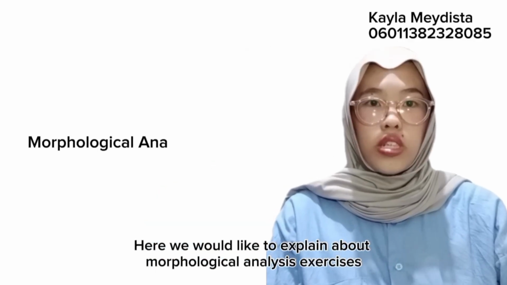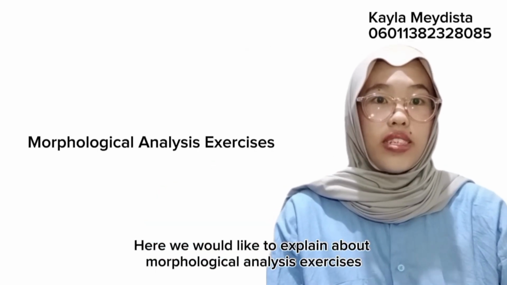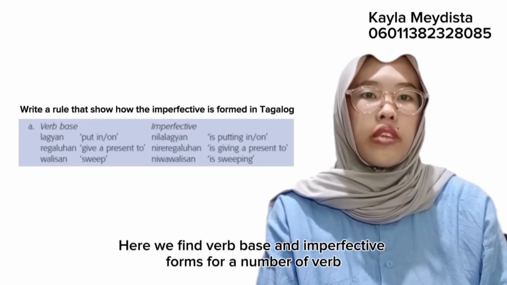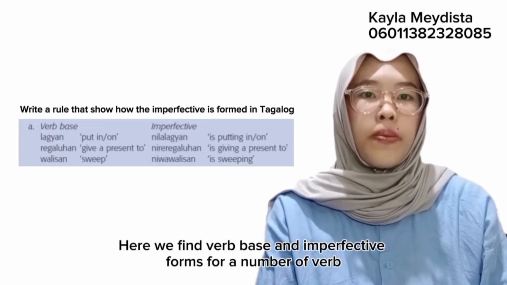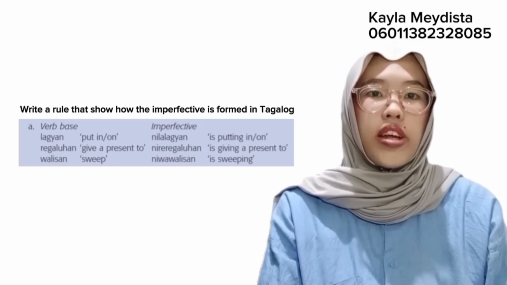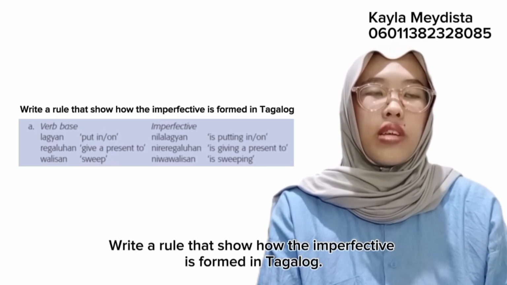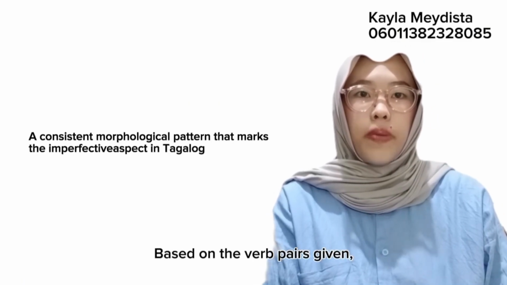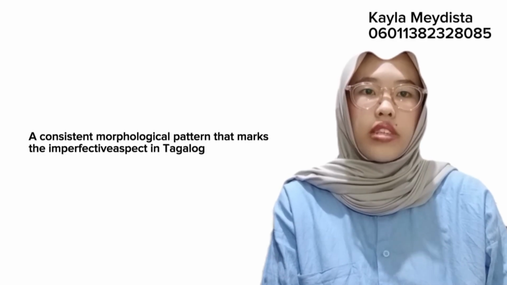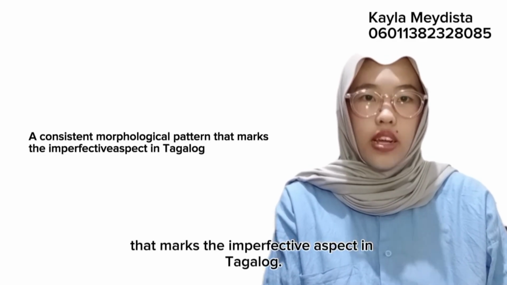Here, we would like to explain about morphological analysis exercises. Here we find verb-based and imperfective forms for a number of verbs in Tagalog, an Austronesian language spoken in the Philippines. Write a rule that shows how the imperfective is formed in Tagalog. Based on the verb pairs given, we can observe a consistent morphological pattern that marks the imperfective aspect in Tagalog.